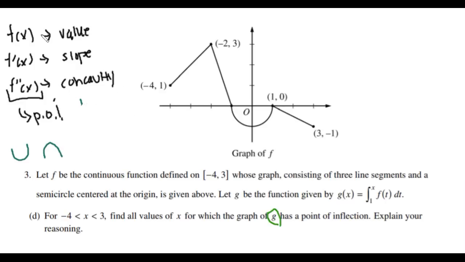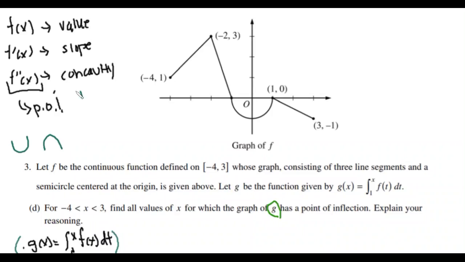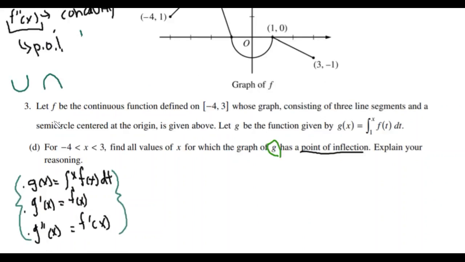That's why at this point the concavity is changing. So let's jump onto the question. Because the question asks for point of inflection, we need to use G double prime and F prime for this particular question. So before that, how do we know where the point of inflection is?